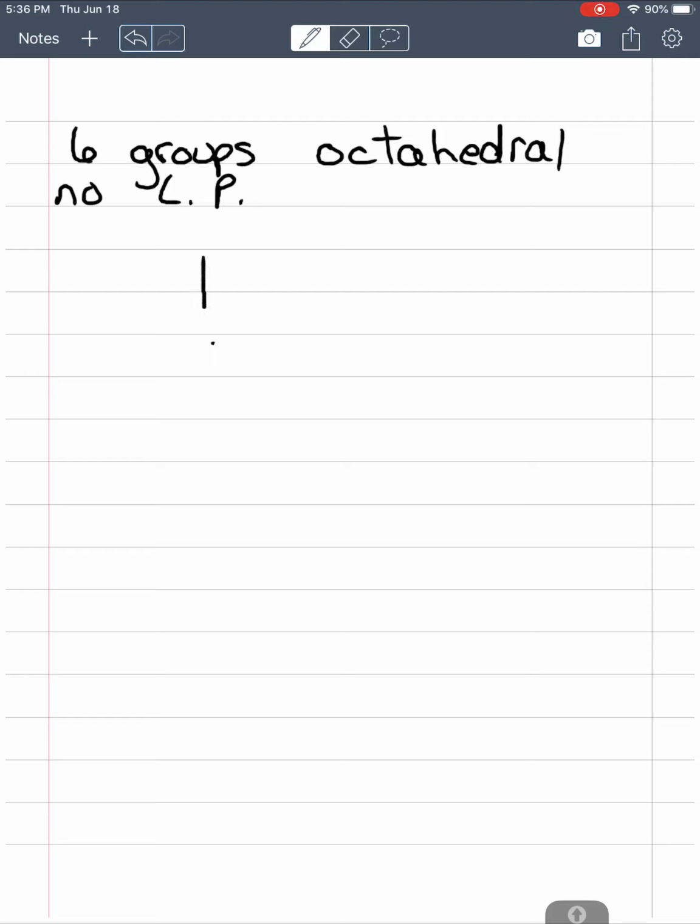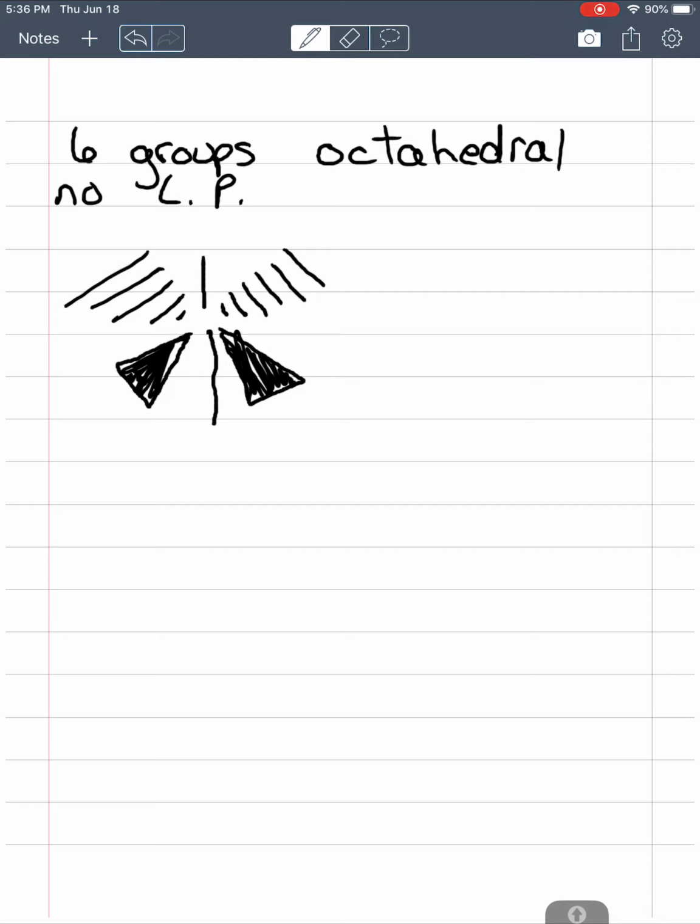Octahedral looks like this. You've got a straight up and down part, just like the other one. And then you've got one here, one coming out at you, another one coming out at you, like that. So the angle between these two is 90 degrees, and the angle between these two is also 90 degrees. So the angles are 90 degrees.